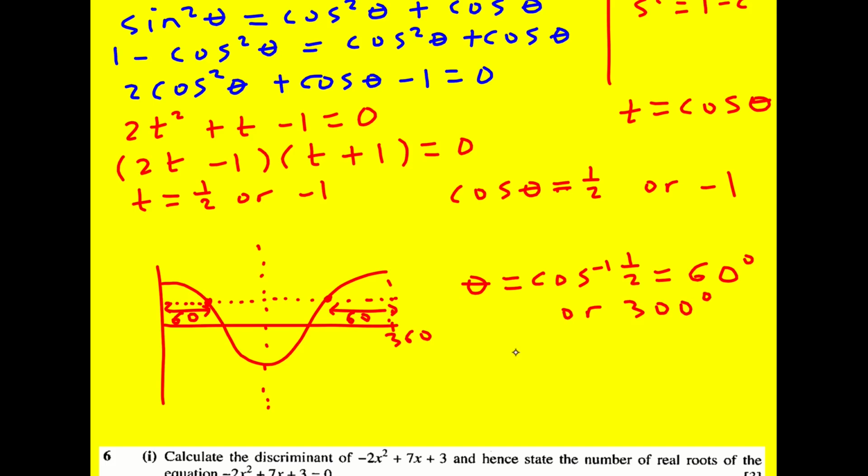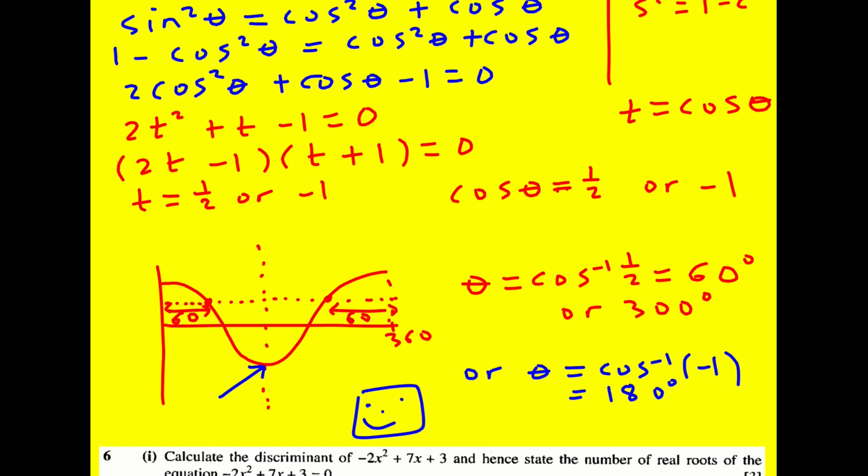Or theta is going to be inverse cos of -1. There's actually only one value in the range we're interested in, and that is here. It's going to be 180 degrees. In fact, we can do all these questions without a calculator. Let's keep going, we've got one more.